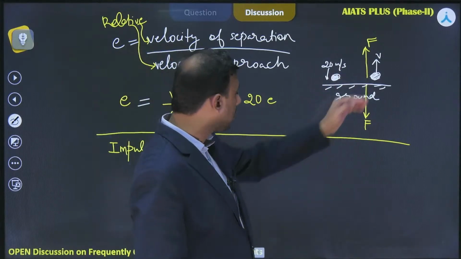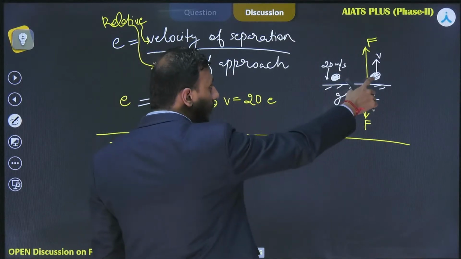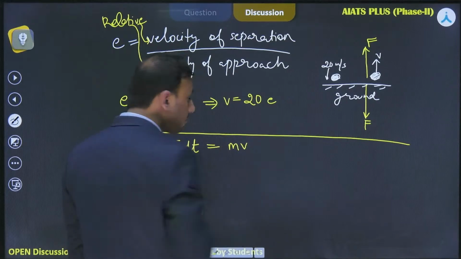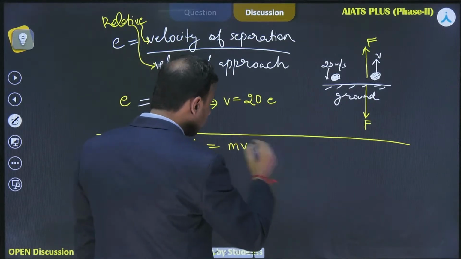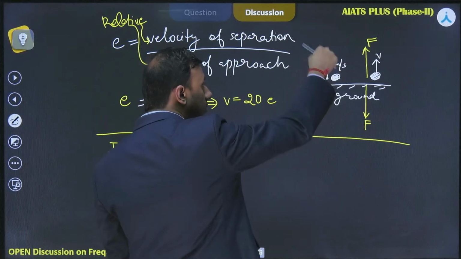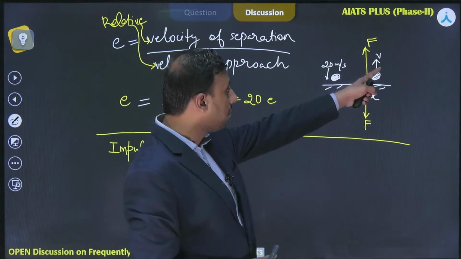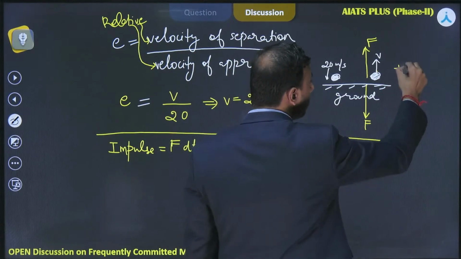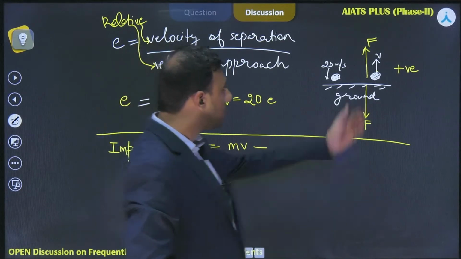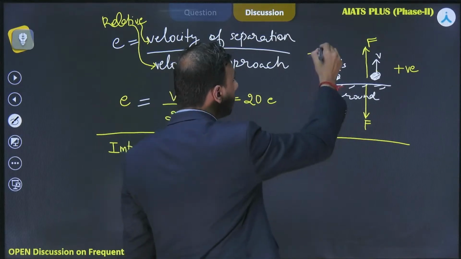Change in momentum would be equal to final momentum minus initial momentum. Final momentum is mass into this velocity, so m into v, minus the initial momentum. Initial momentum, if you see, was m into 20, but remember, momentum is a vector quantity, so we have to write it with the direction. If you are taking this momentum as positive, this momentum will be negative.